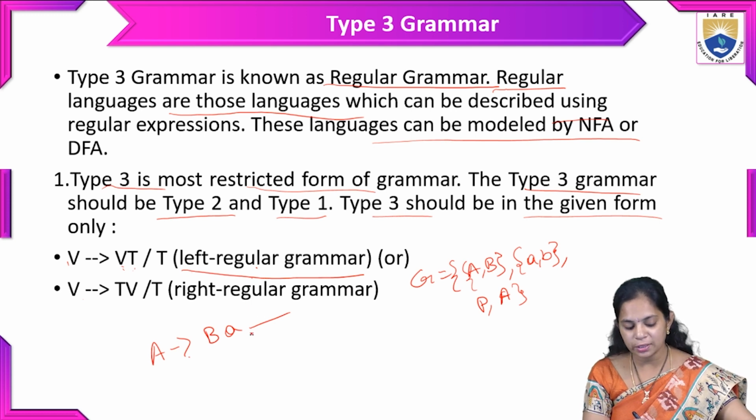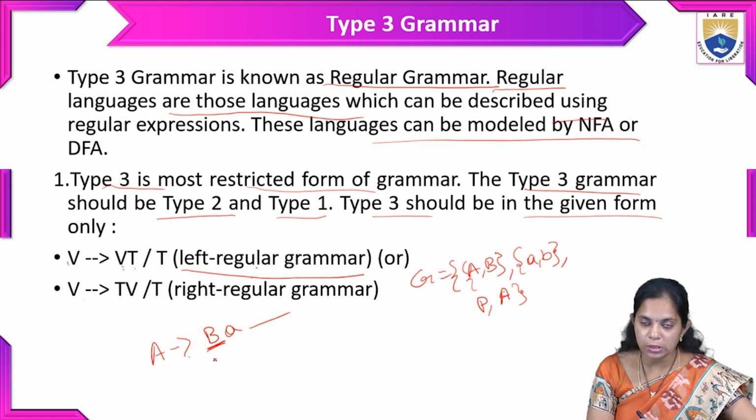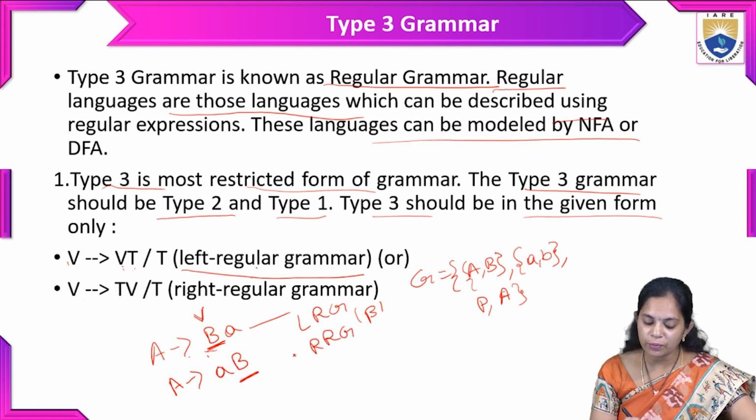How can we say it is a left regular grammar? In the production rules, on the beta side we have the terminals, and the non-terminals are on the left hand side, so we call it a left linear grammar. And if you observe the right hand side, when the variable is on the right hand side, we call it a right linear grammar. So these are the two types of regular grammars we have in type 3 grammar.